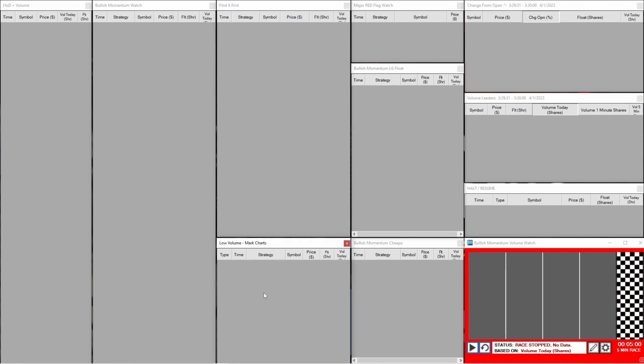And again, these are custom scanners. You will not find these. It took me a long time to build these the way they are. You're not going to find these just the way they give them.